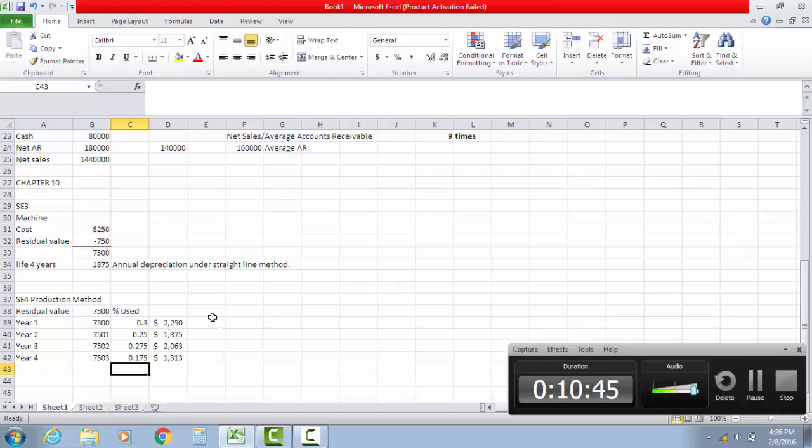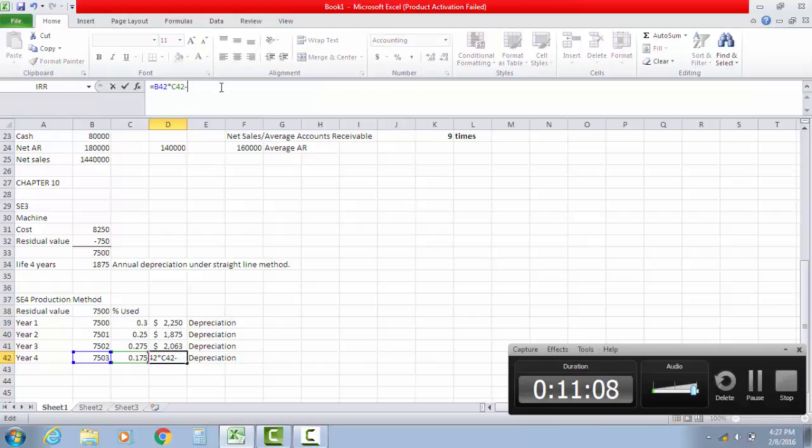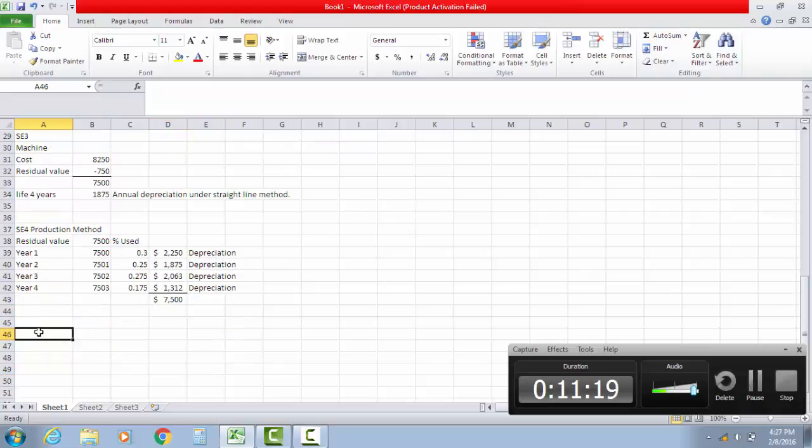So here's the depreciation as the years play out. First year, 2,250. Second year, 1875. Third year, 2,063, and the fourth year 1,313. Obviously we would fix that total up. I think it's off by like $1. It is. So we would adjust that by $1 to make sure that our total depreciation ties out to our total asset value. So let's take a look at SE5, which is double declining.